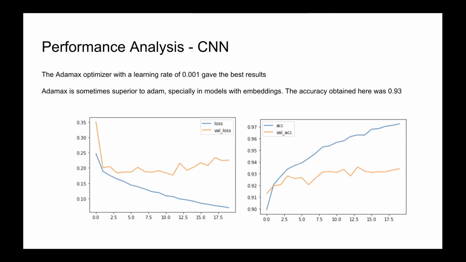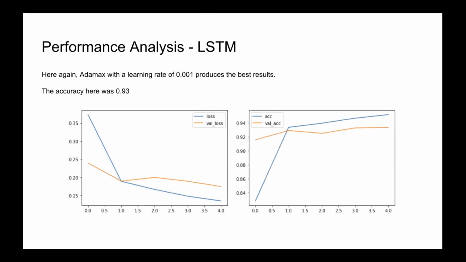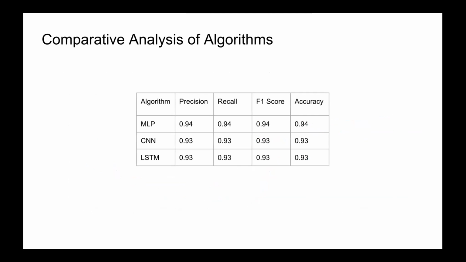Adamax is superior to Adam in models with embeddings, and accuracy obtained for CNN was 0.93. And accuracy obtained for LSTM was 0.93. So this is the comparative analysis of algorithms which we have performed. We used 3 algorithms, that is MLP, CNN, and LSTM, out of which MLP had an accuracy of 0.94, precision of 0.9, recall of 0.9, and F1 score of 0.9, followed closely by CNN and LSTM.